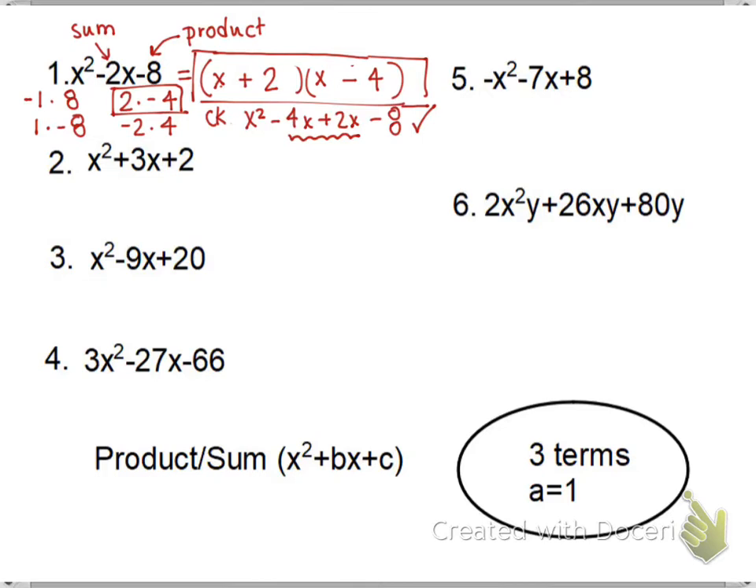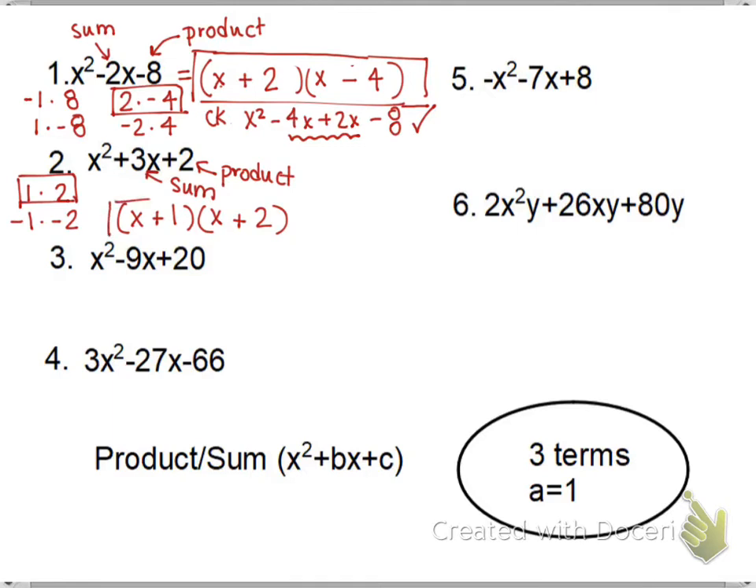It's a quadratic trinomial, 3 terms, and the first term has an x squared. So we're looking for two numbers that give us a product of 2 and a sum of 3. Writing down the numbers that multiply to 2, I can think of 1 times 2 or negative 1 times negative 2. Well, the numbers also have to add to a positive 3, so it's going to be the positive 1 and the positive 2. So we're going to write that in our binomials. Finished.